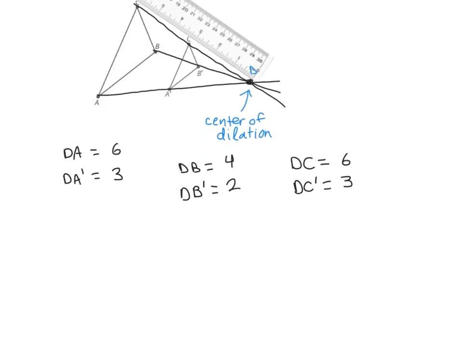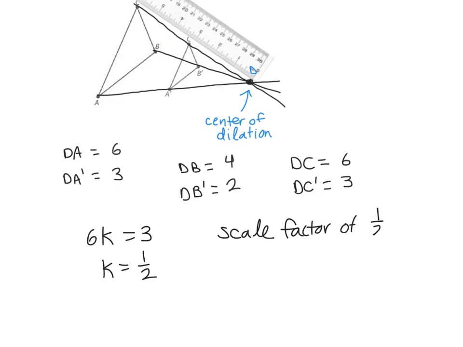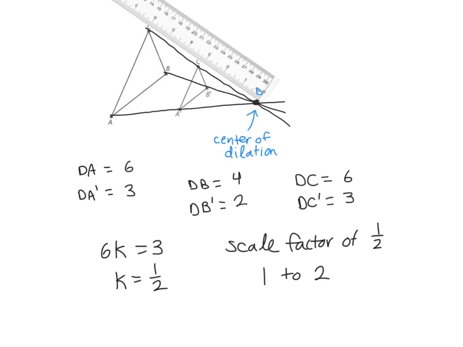So remember, our scale factor is the number that we should multiply our pre-image by to get our image. So we can set up a little equation. Again, we could say 6 times k equals 3, and we get k equals 1/2. So you can either say a scale factor of 1/2, or you can actually say a scale factor of 1 to 2. It's just a different way of wording it.